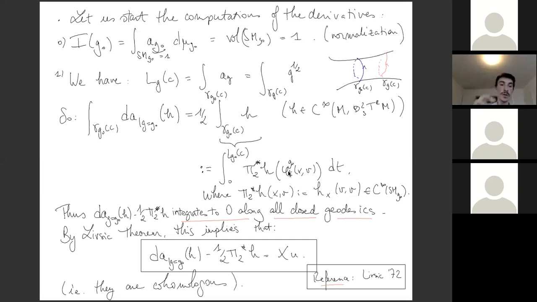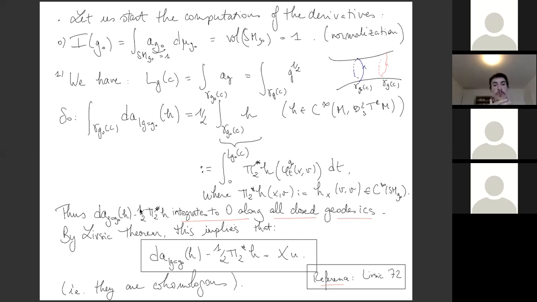So that's a periodic orbit for the geodesic flow of G0. So you just integrate along this periodic orbit of the geodesic flow of G0. Okay, so what does this computation tell us? Well, if you pass this term to the left-hand side, you get that this function here, which lives on the unit tangent bundle of G0, integrates to 0 along all closed geodesics.